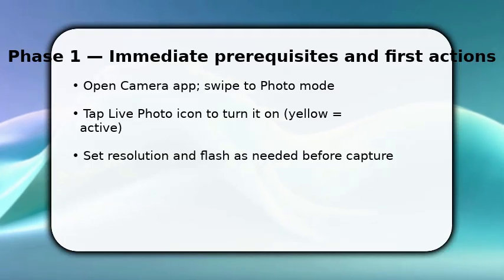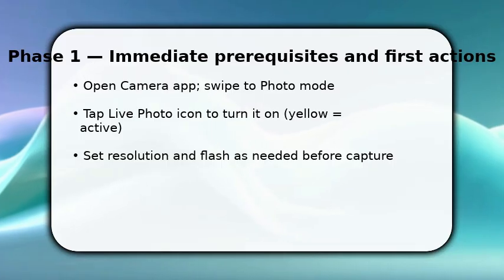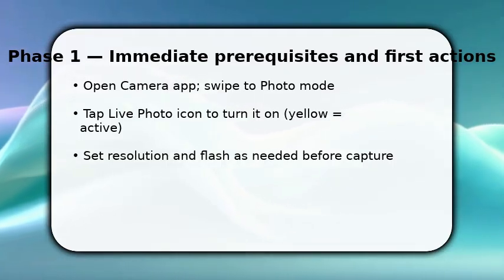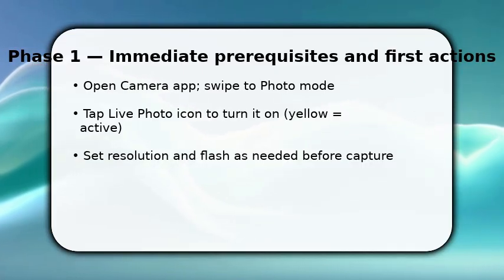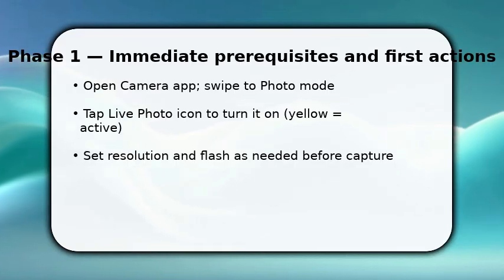You start by enabling Live Photo in the Camera app because that captures motion plus audio for each shot. Open Camera, choose Photo Mode, and tap the Live Photo icon until it lights. This stores a short video around the still.